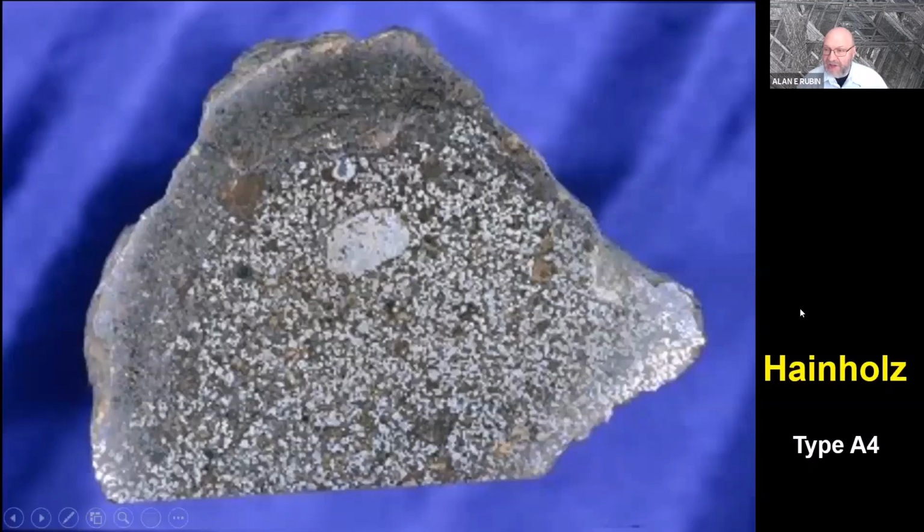Here is a mesosiderite. This is Hainholz, a type A4. Again, the compositional class is A, indicating a certain amount of orthopyroxene and plagioclase in it. And type 4, meaning it's been subjected to impact heating. And so the large metal nodule that you can see near the middle is due to some of the metal melting and then glomming together.